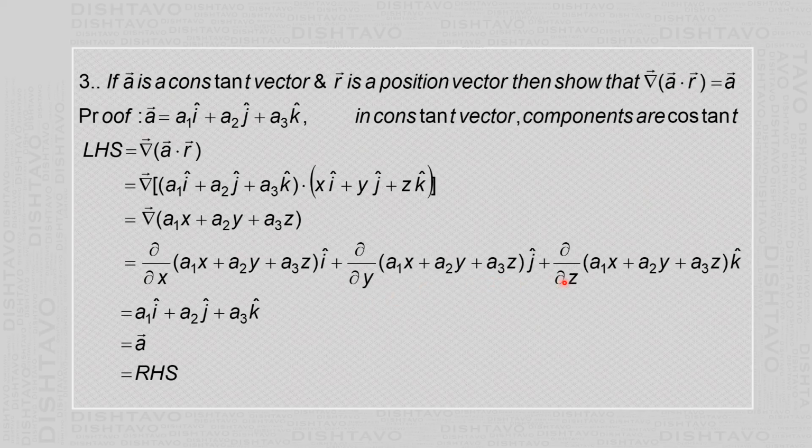Similarly, in the third term, the partial derivative of A1x with respect to z is 0. The partial derivative of A2y with respect to z is 0. The partial derivative of A3z with respect to z is A3 into 1. So, into that vector k, it becomes A3 vector k. And this is nothing but this constant vector, vector A, which is equal to the right hand side.